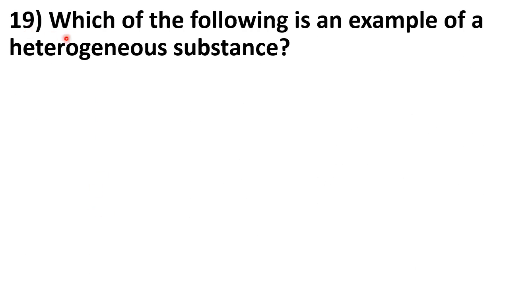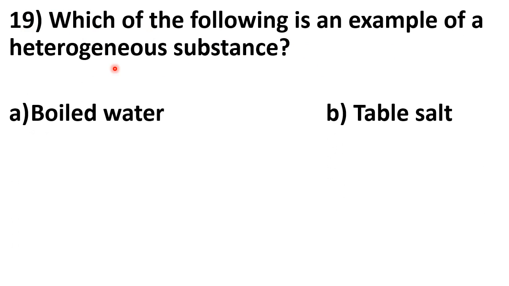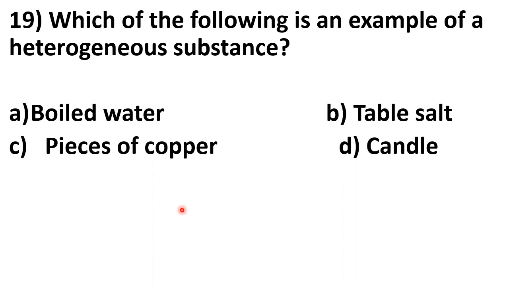Question number 19. Which of the following is an example of a heterogeneous substance? Options are A. Boiled water, B. Table salt, option C. Pieces of copper, option D. Candle.